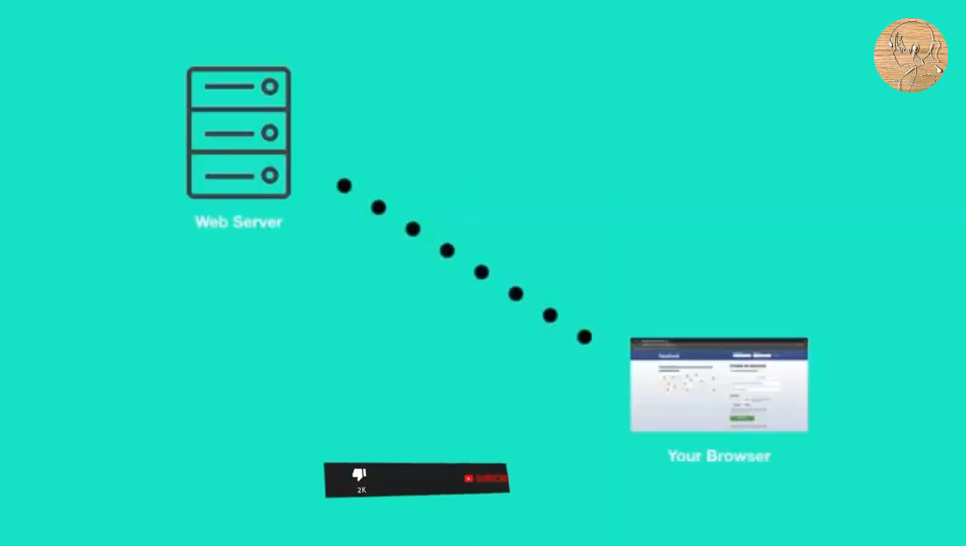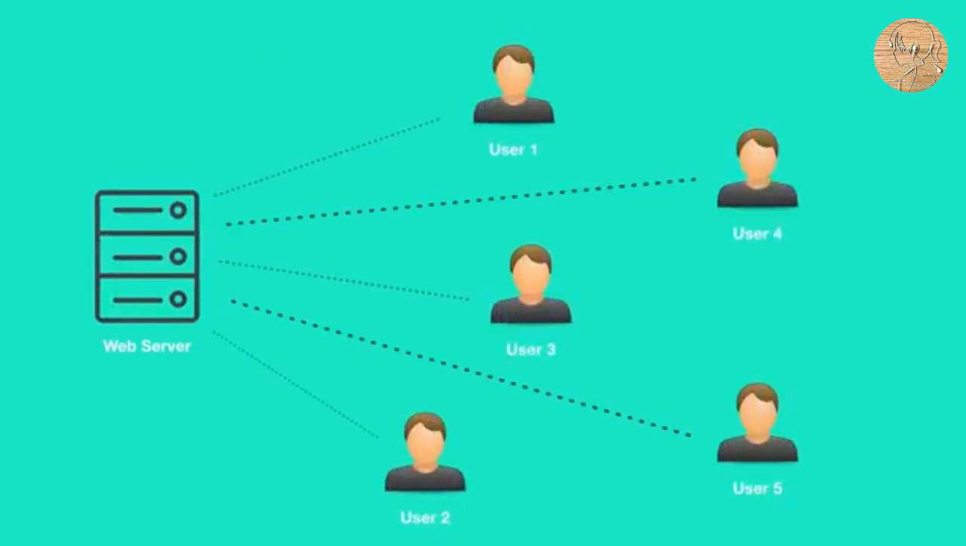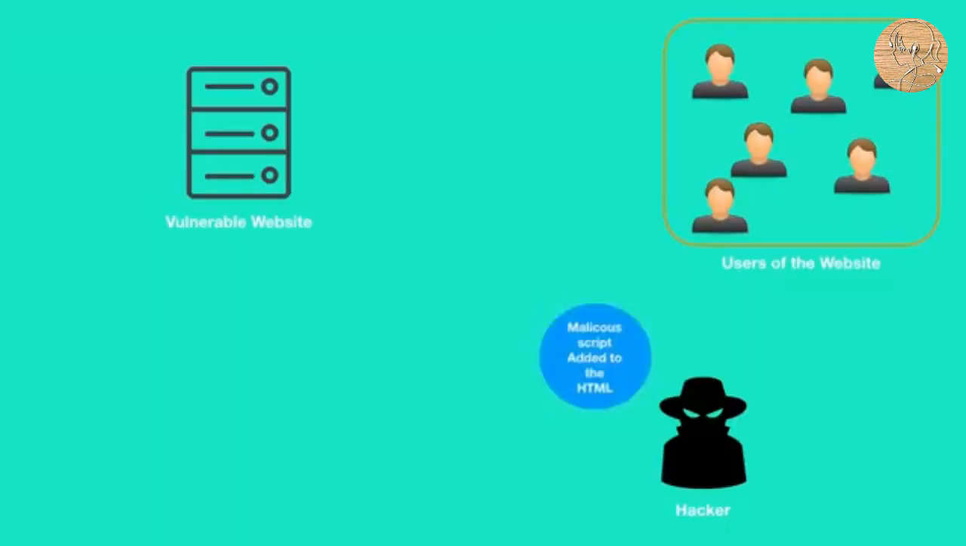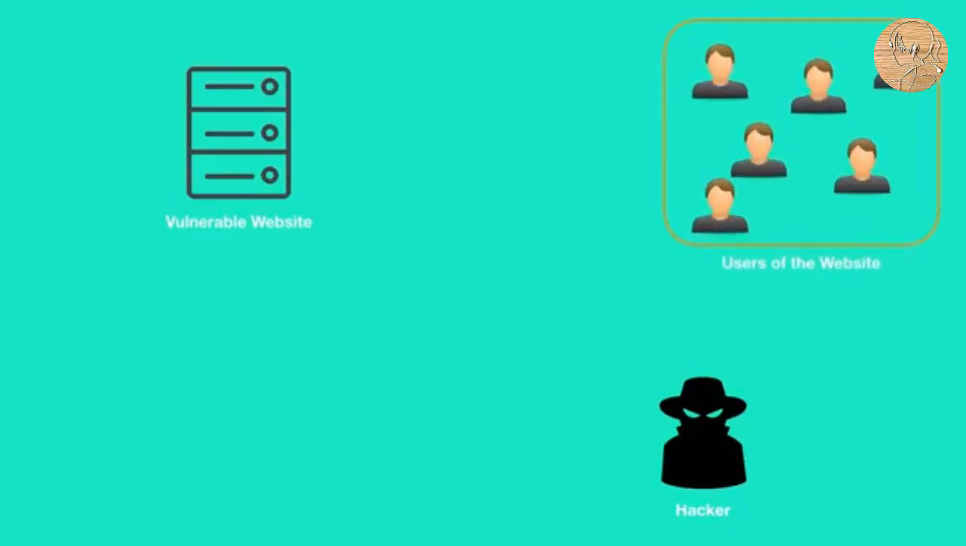But what if you can make these changes reflect on the web server as well? In that case, all the users visiting that web page will see the changes along with you. This is what XSS is all about. In XSS, an attacker injects malicious script into a web page's HTML or the source code. A web page is vulnerable to XSS if the user input is not treated properly and if the HTML tags are not escaped properly. For example, let's consider Facebook.